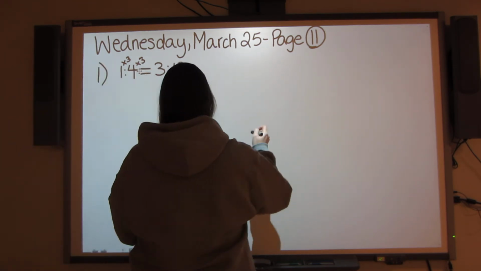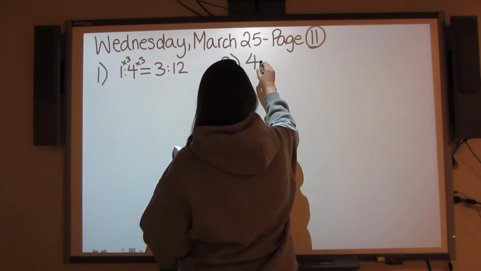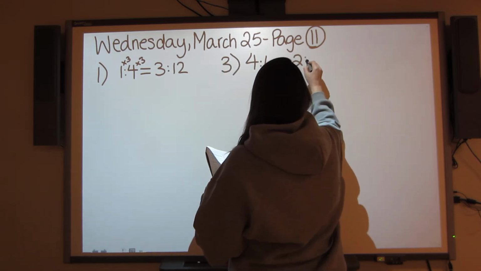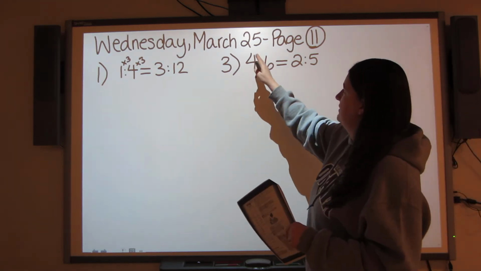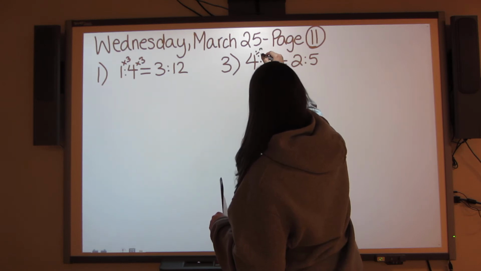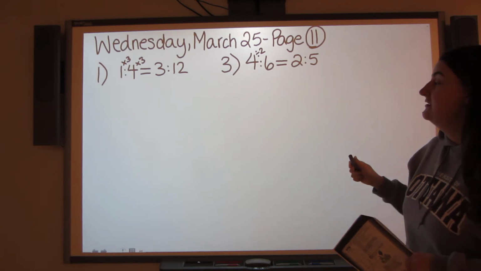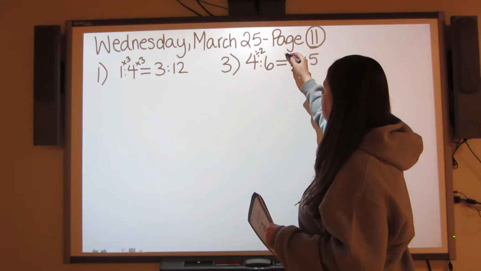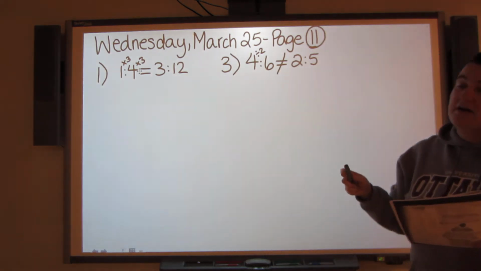Let's try to do number 3. Number 3 asks us, we've got 4 to 6. Is that equivalent to 2 to 5? So you look at it and you think, all right, how do I turn 4 into 2? Well, I have to divide by 2. How do I turn 6 into 5? I can't. There's nothing I can divide into 6 that's going to turn it into 5. So this one is not equal, not equivalent, not a proportion.